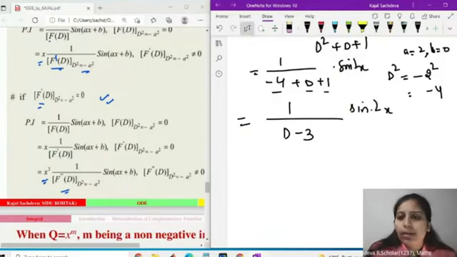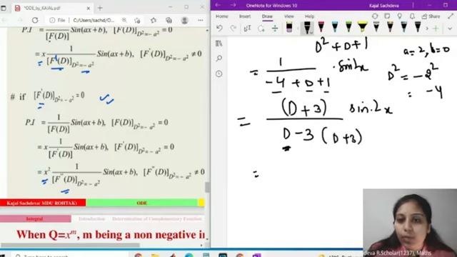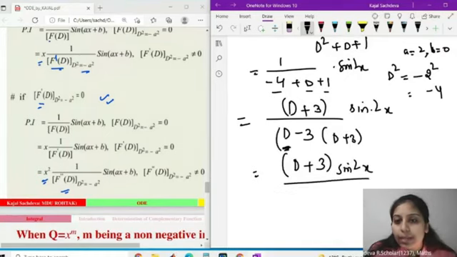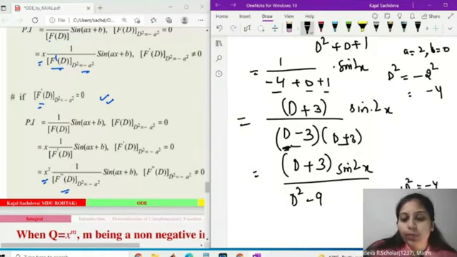I think this is not the complete solution because we still have D in the solution, and the only option is to put D square equal to minus a square, D square equal to minus 4. So what we will do here is rationalize it, multiplying by D plus 3 above and below, both by denominator and numerator. We get (D plus 3) into sin 2x, and below we get a minus b times a plus b, which is a square minus b square, D square minus 9, where D square is equal to minus 4.